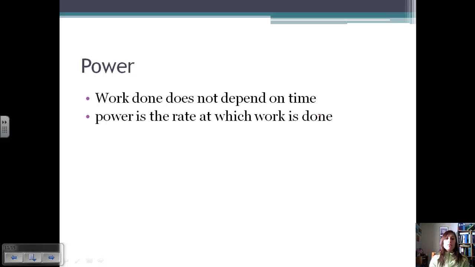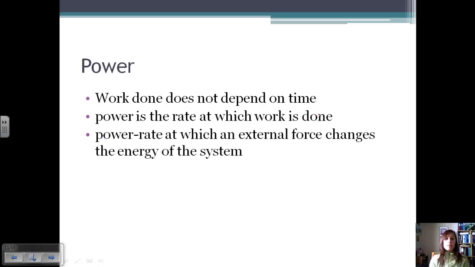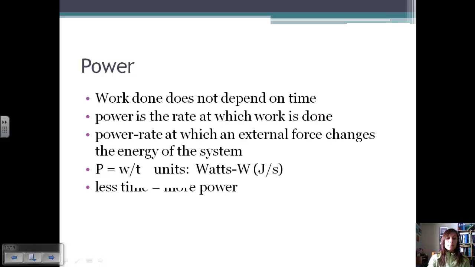Alright, so the last part that we're going to talk about here is power. Now, so far, we've talked about work and energy, and work does not really depend on time. It depends on force and displacement. Well, power is the rate at which work is done, and anytime you have a rate, it's in a unit of time. And so power is the rate at which an external force changes the energy of a system, or work divided by time. Units for power are watts, which is a capital W, which could also be written as joules per second, since the units for work are joules, and then our time unit is seconds.